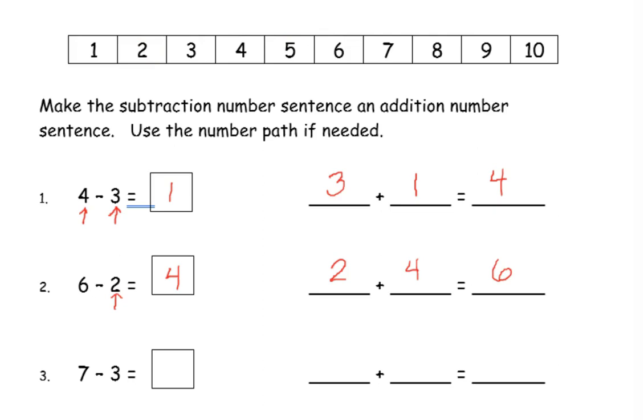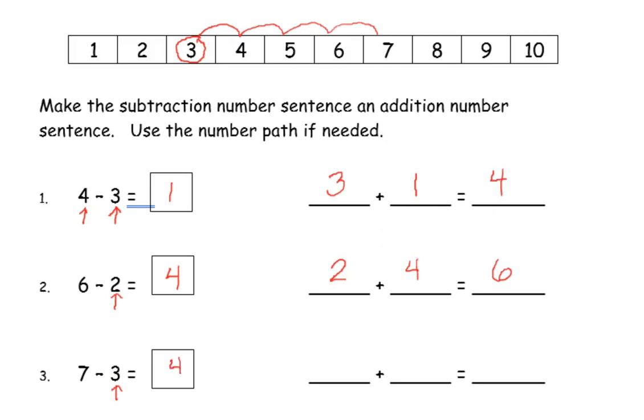Let's look at one more example. Here I have 7 minus 3. I'll start on the 3 on my number path, circle it as a reminder that I'm not going to count the 3. See how many hops it takes me to get to 7. 1, 2, 3, 4. That tells me that 7 minus 3 equals 4.